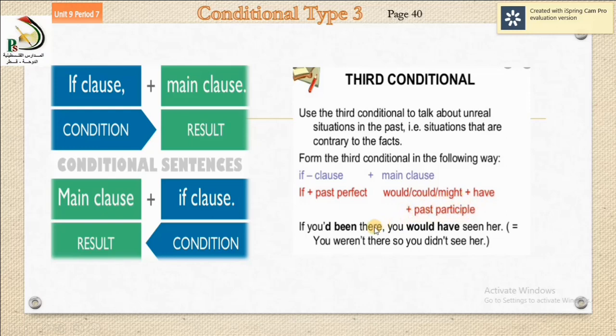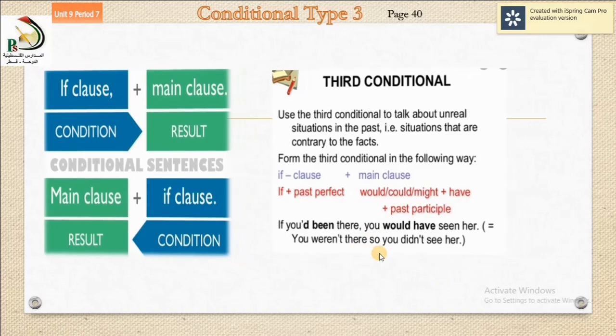Here we will take an example. If you had been there, see, past perfect, you had been there, you would have seen. What is the past participle of see? Seen her. It means that you hadn't been there. So they are just imagining an unreal situation in the past. You got it?